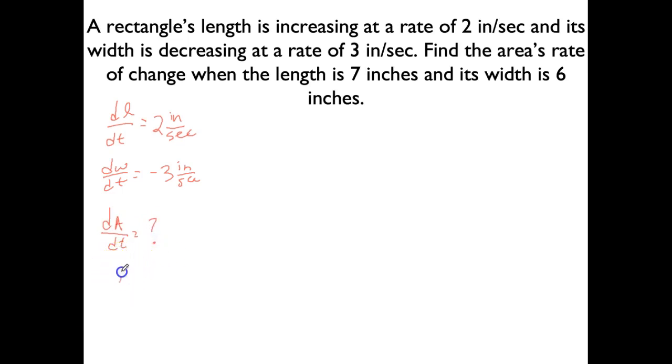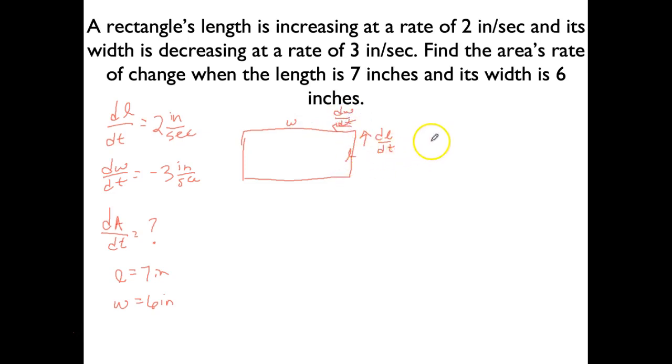It also gives us the length we have, which is 7 inches, and the width, which is 6 inches. So let's draw a little picture here. We got a rectangle. The length is changing at 2 inches per second, so it's increasing in length, so that'll be a dl over dt. And this will be my length. I got all this stuff written over here if you want to look at what they stand for. And this will be my width, and the width is decreasing, so it'll be going that way.